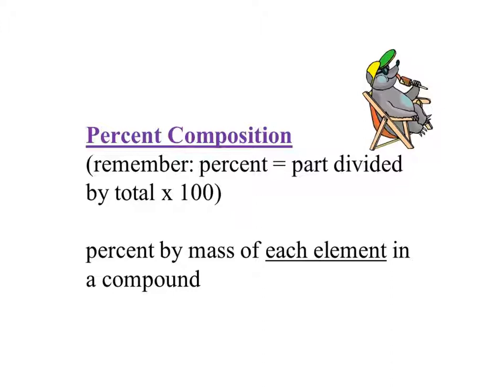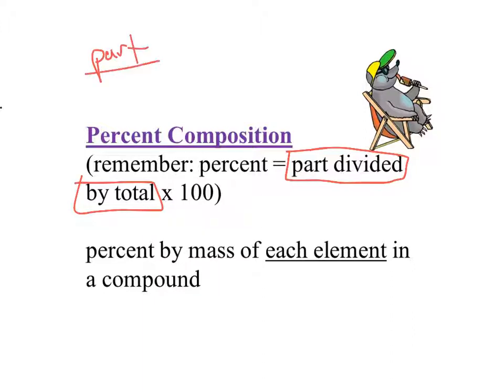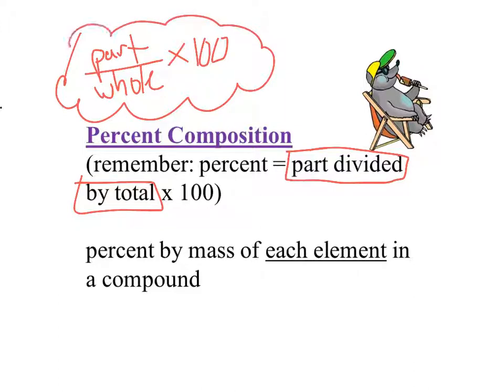So we're going to find the percent by mass of each element in the compound, and we're going to be dividing by whole. So the best thing you could do to remember that is to remember that it's going to be the part divided by the total. The part divided by the total. So if you want to write this on your page, I would write part over whole. And then to get a percentage, we need to take that number and multiply by 100. So if you want to write this in your notes, this will help you remember percent composition.